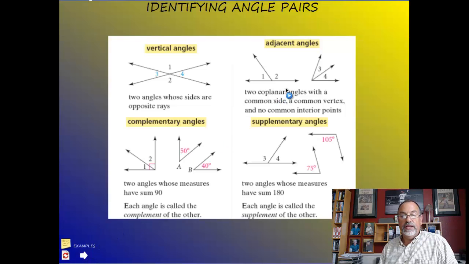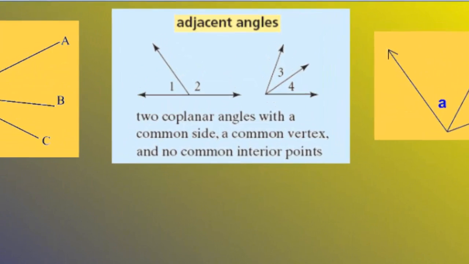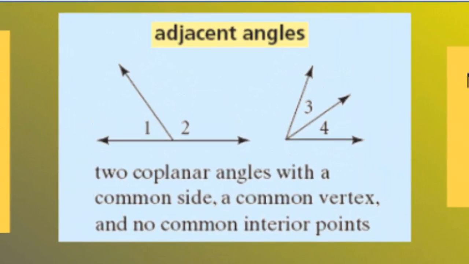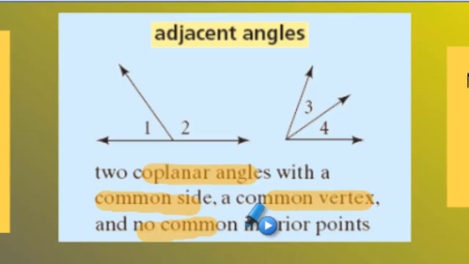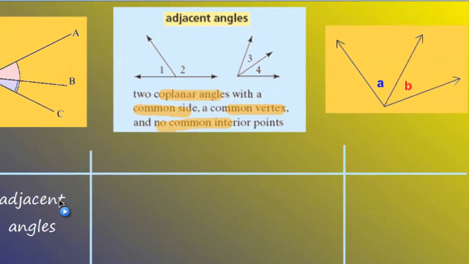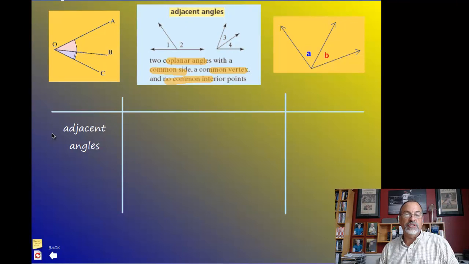Next one would be adjacent angles. Adjacent angles, the word adjacent, what does that mean? We'll look at that in a moment. So first of all, let's read the definition. They're coplanar angles. They have a common side and a common vertex and no common interior points. So if we break that down, adjacent simply means next to. So the word adjacent means next to.